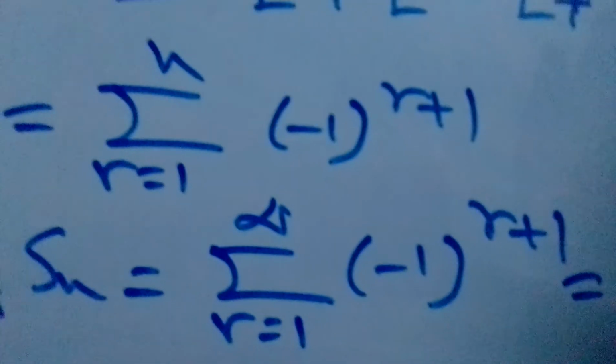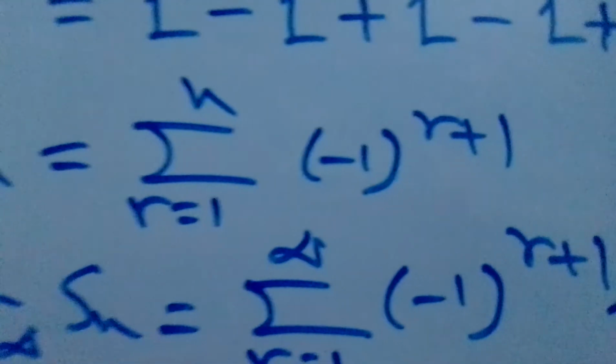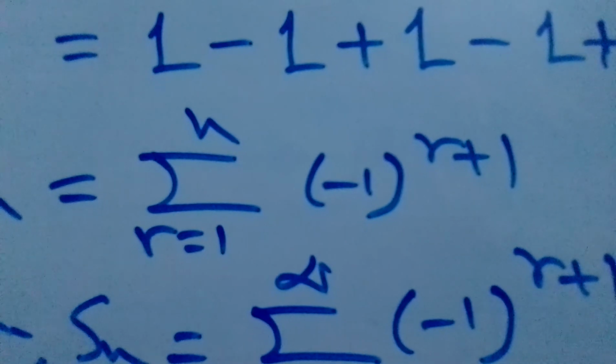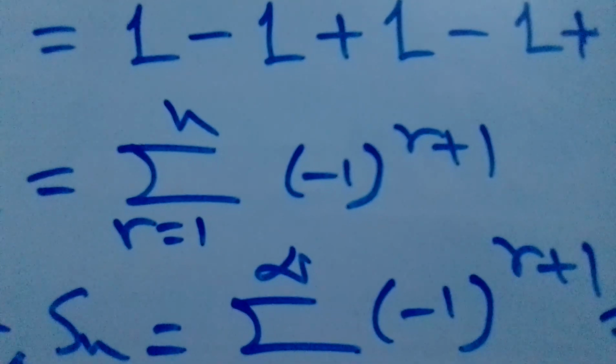So an oscillatory sequence is improperly divergent. It is not convergent. It is the idea of divergence that we find.